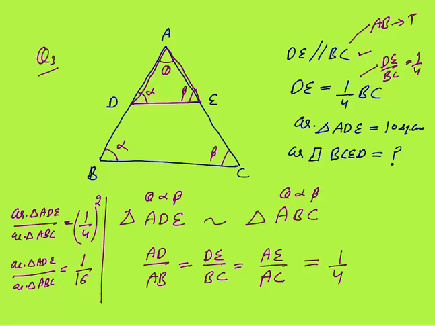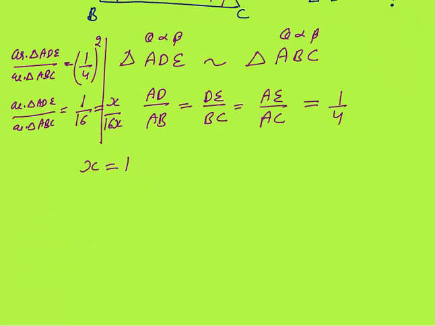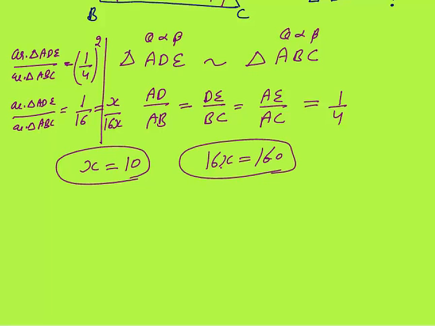How to make the ratio into numbers? You can take that this area is x, and this area is 16x. Now given that the area of ADE is 10, x is equal to 10. So 16x will become 160. It means that the area of triangle ABC would be equal to 160.